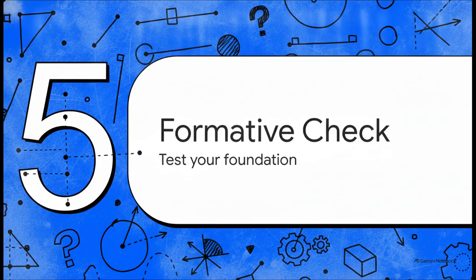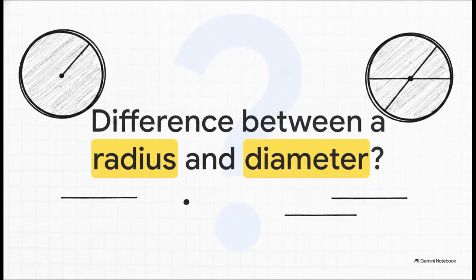Section 5. Formative check. Test your foundation. Let's just do a really quick knowledge check to make sure these classical definitions are locked in. Okay, based on Euclid's classical definitions, what is the exact difference between a radius and a diameter? Think back to our 2D circle discussion and how those straight lines interact with the center point.